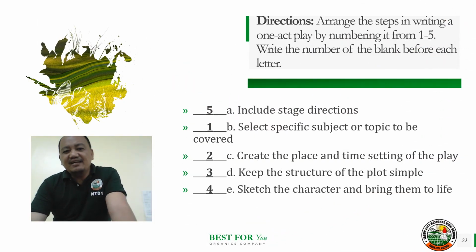All right, it's time to check your answers from the one that I've asked you to do at the beginning of the lesson. So number 1 is letter B, number 2 is letter C, number 3 is letter D, number 4 E, number 5 A. So, did you get all of them? That's good.